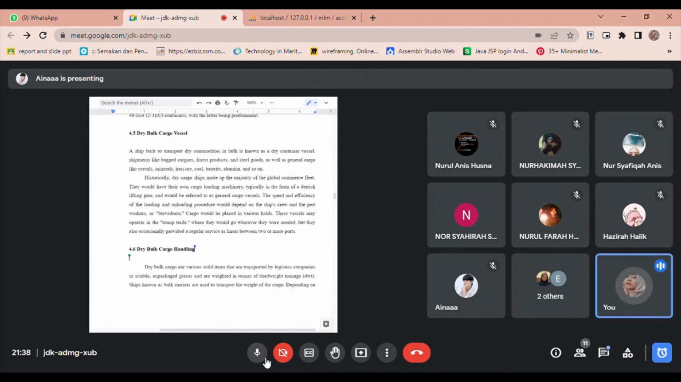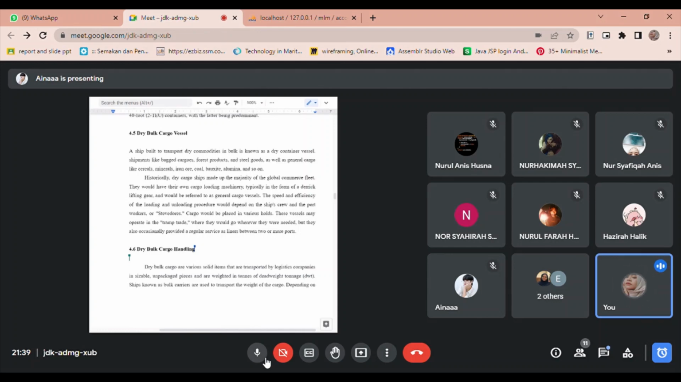Next, dry bulk cargo vessel. A ship built to transport dry commodities in bulk is known as a dry bulk cargo vessel. Shipments include bag cargoes, forest products and steel goods, as well as general cargo like cereals, minerals, iron ore, coal, bauxite, alumina, and so on.